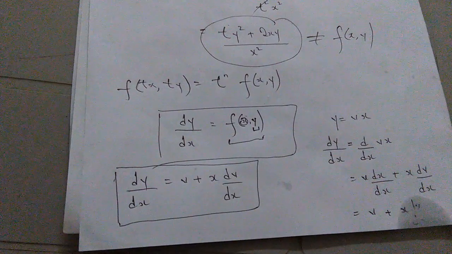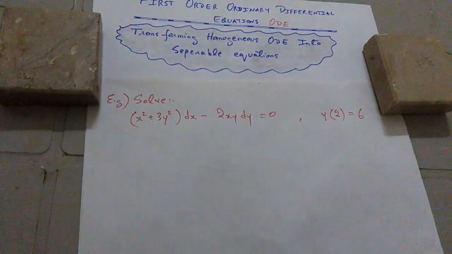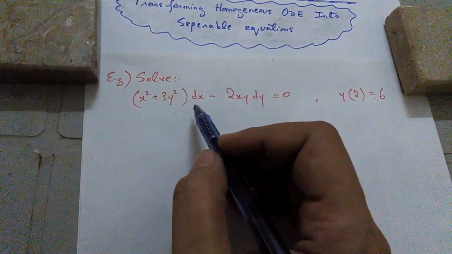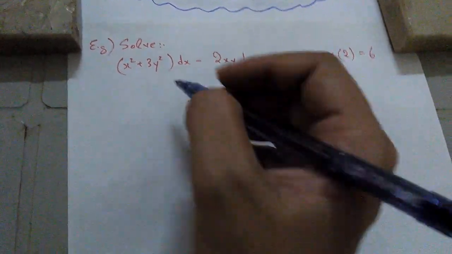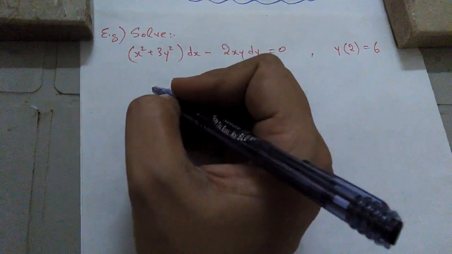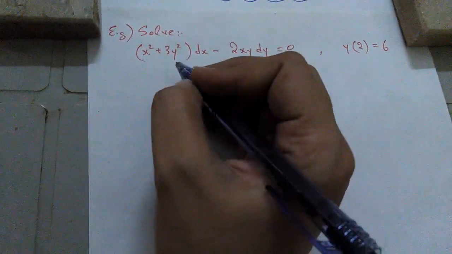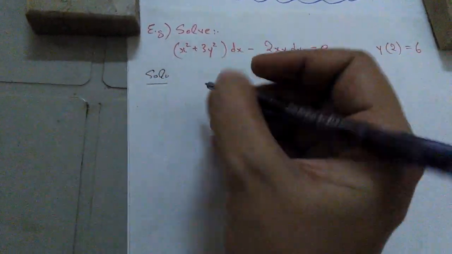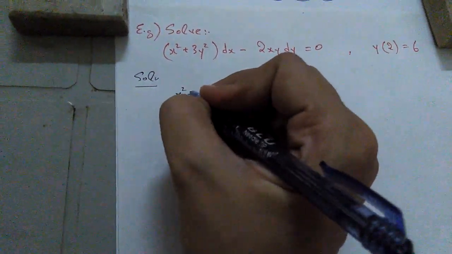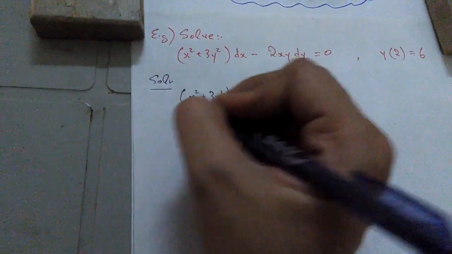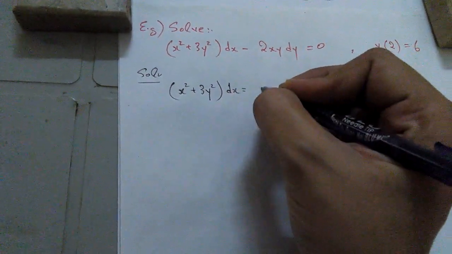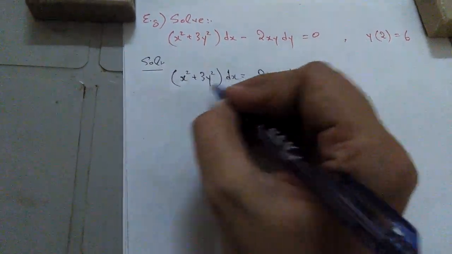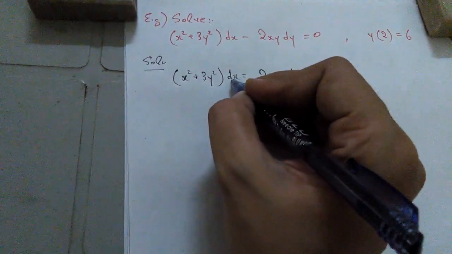Let us move ahead to one example. Here you go, a beautiful example, and we are trying to solve this out. Let us check whether this function f of xy is homogeneous or not. First of all, we express this in the form of dy by dx. Something like this, and then we substitute this expression and this differential over here.